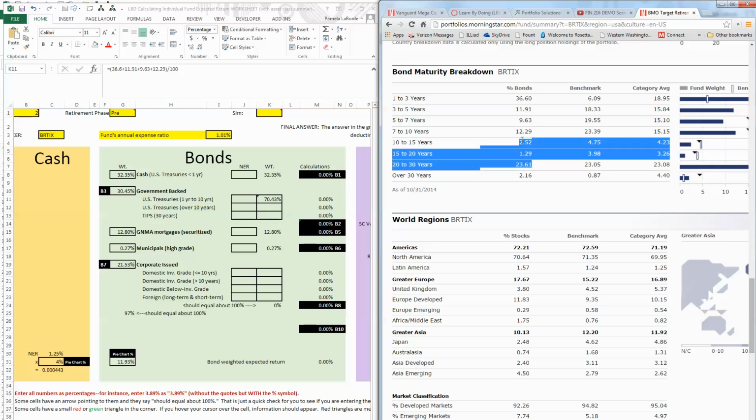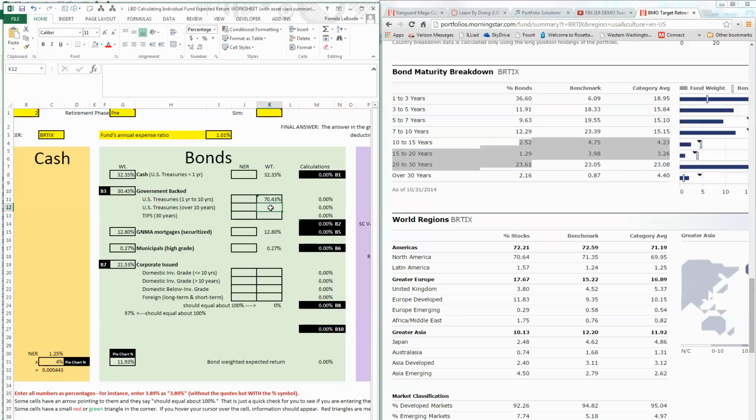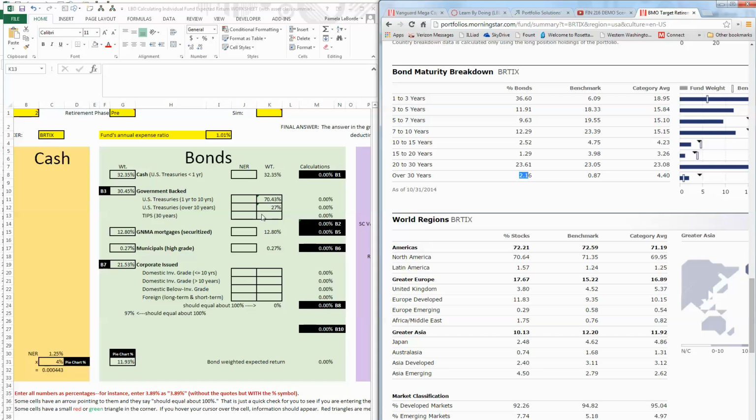Now, over 10 years will be from these three categories: 10 to 15 years, 15 to 20, and 20 to 30. So I just want to add these together, so I will just have Excel do it for me again. So 2.52. If I type the percent at the end, I shouldn't have to deal with that divide by 100 thing. 1.29% plus 23.61%. And then the tips, which I will just view as any over 30 years, is 2.16%.